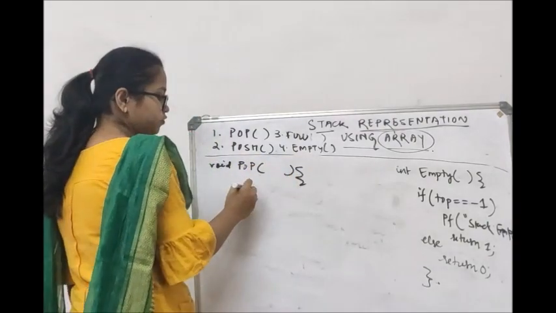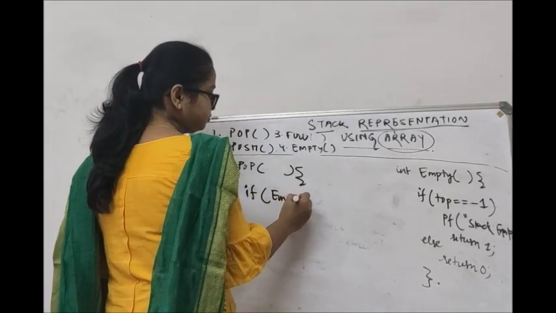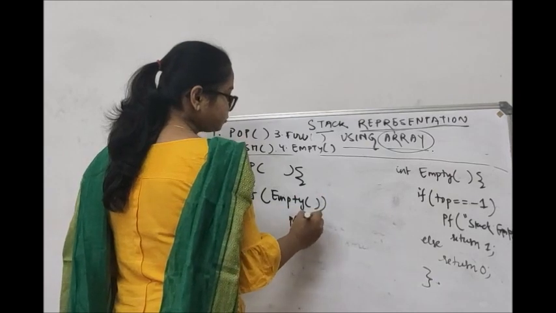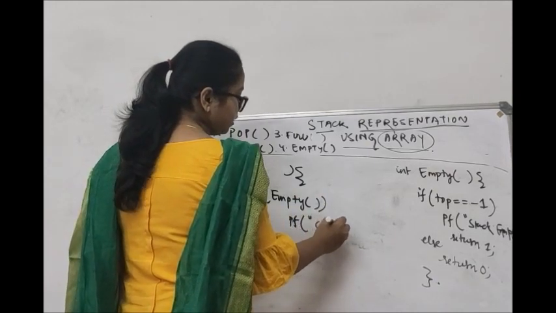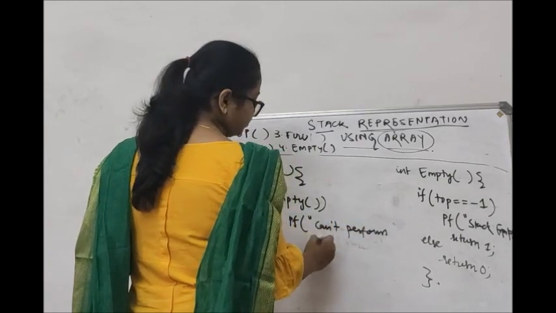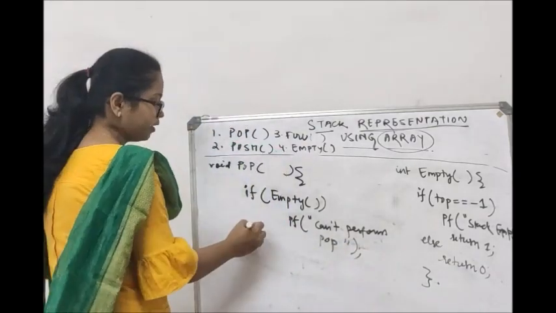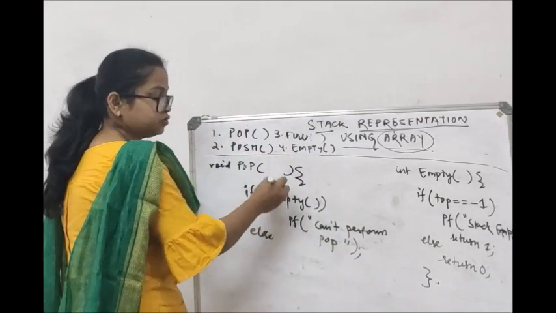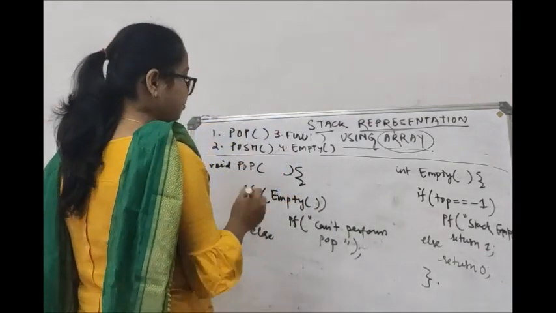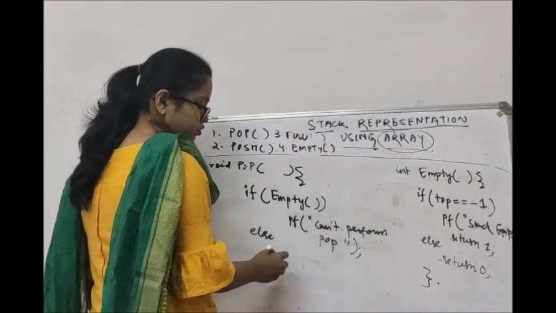First we have to check if empty, then printf cannot perform pop. Else, if it is not empty, then we can perform the pop operation. For that, what we have to do? We have to get the topmost element.